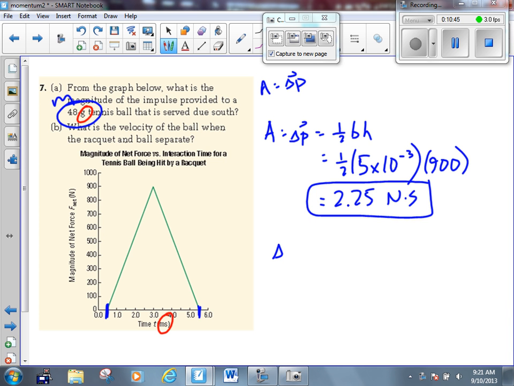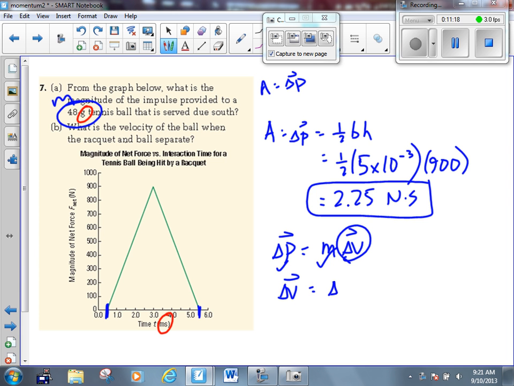B says, what's the velocity of the ball when the racket and the ball separate? Well, when we want to find the change in velocity of the ball, we're going to say delta P is equal to m times delta V. And presumably, since it's a serve, the initial velocity is 0. And if the initial velocity is 0, then the final velocity, which is actually what we're looking for here, ends up being the same as the change in velocity, which is what you're used to finding. So we know what delta P is here. We know what the mass is.